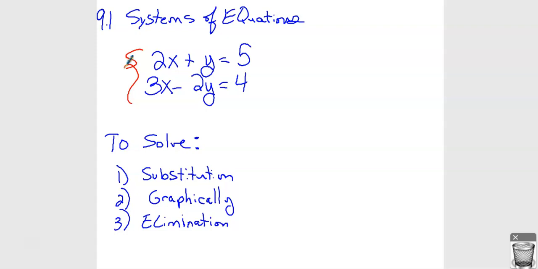So to solve, there's different ways to solve. You could solve this by the substitution method, you could solve it by the graphing method, or you can solve it using the elimination method. There is another method that we're going to learn later on, specifically with bigger systems, you want to use another method. But for right now, this is just 2 equations, 2 unknowns. These 3 methods are all we need for right now.